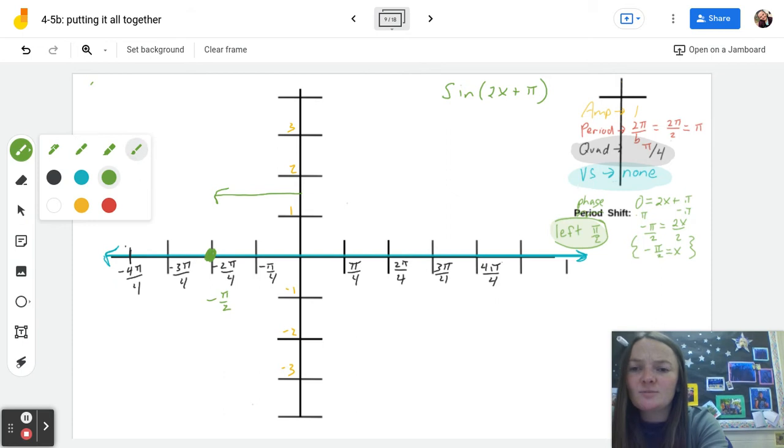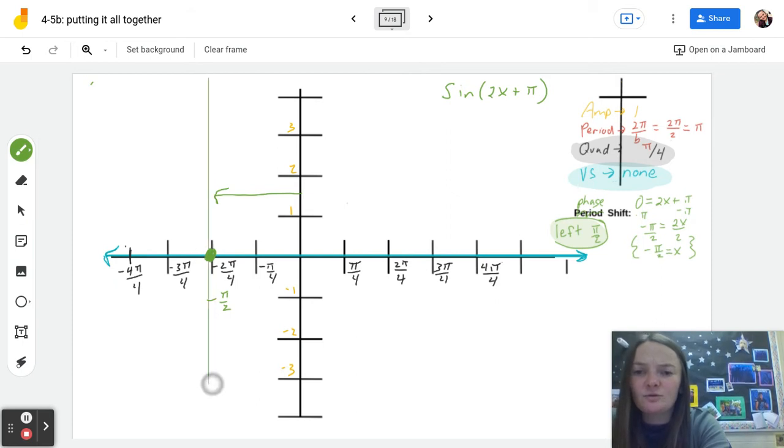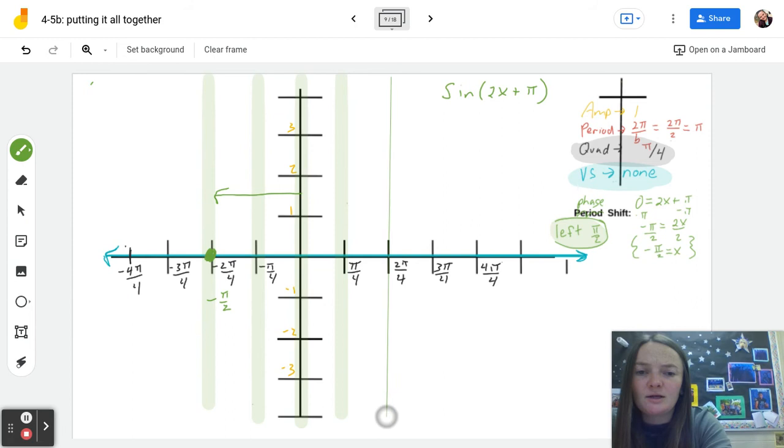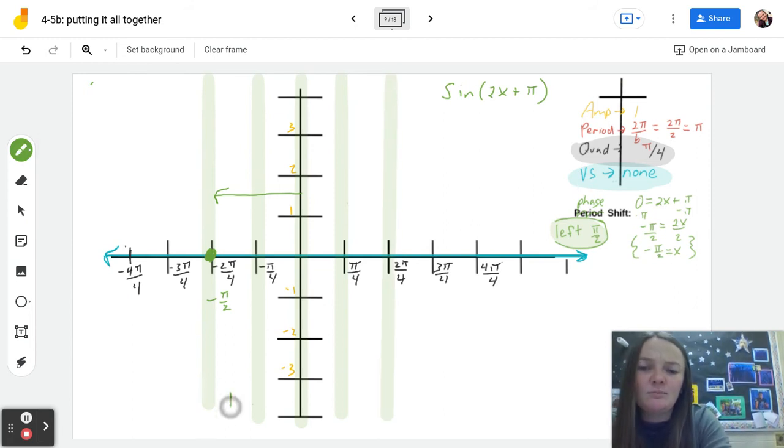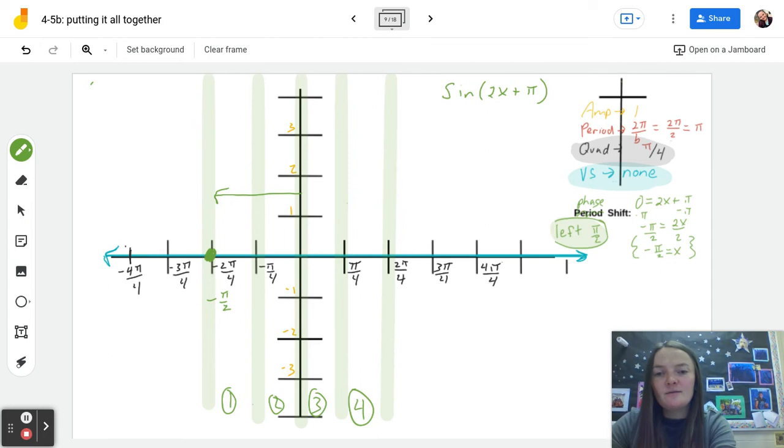I'm going to go ahead and create some quadrant lines here so I'm reminded of where all the important pieces of my graph are going to happen. So I'm going to put a quadrant line after each tick mark here. And these quadrant lines, once again, are just to remind me, hey, important things happen here and here and here and here. All right, so the sine function starts on the midline.